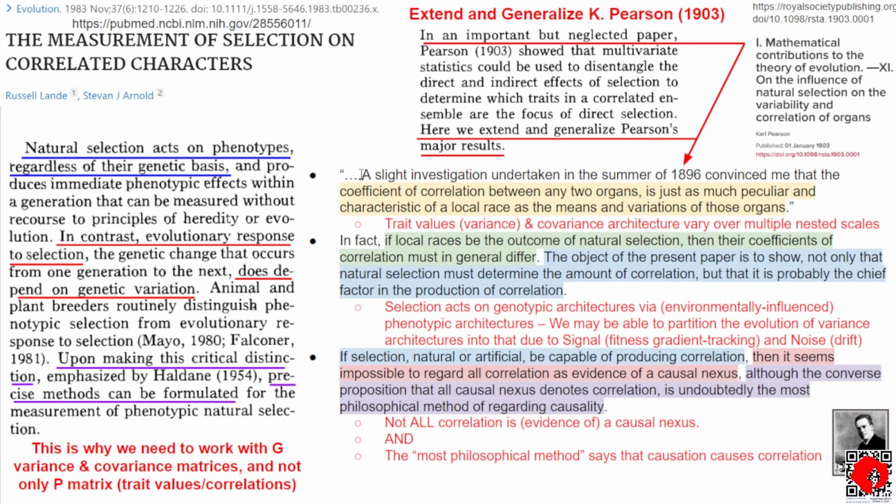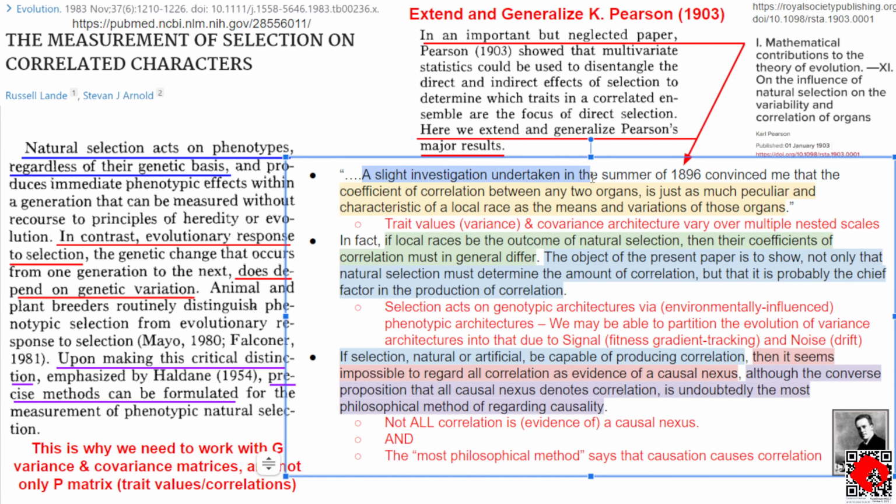So in that Pearson paper, he writes, "A slight investigation undertaken in the summer of 1896 convinced me that the coefficient of correlation between any two organs is just as much peculiar and characteristic of a local race and the means in variation of those organs." First, a narrow reading, then a more broad reading. First, trait values, variance and covariance architectures vary over multiple nested scales. It's kind of like a translation of how that might be described.